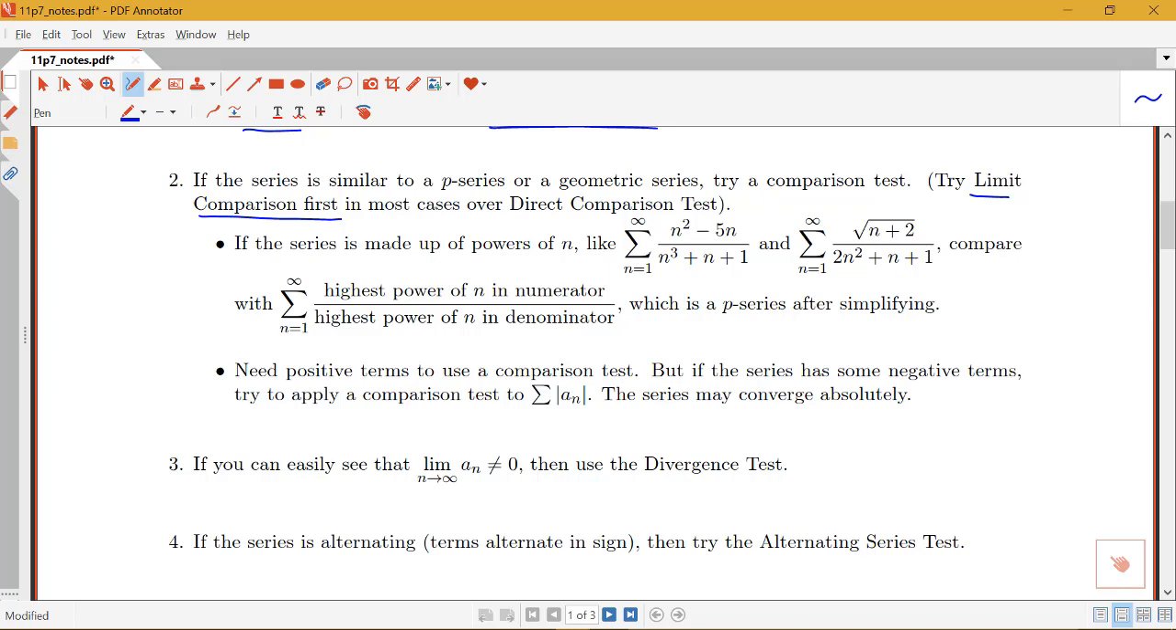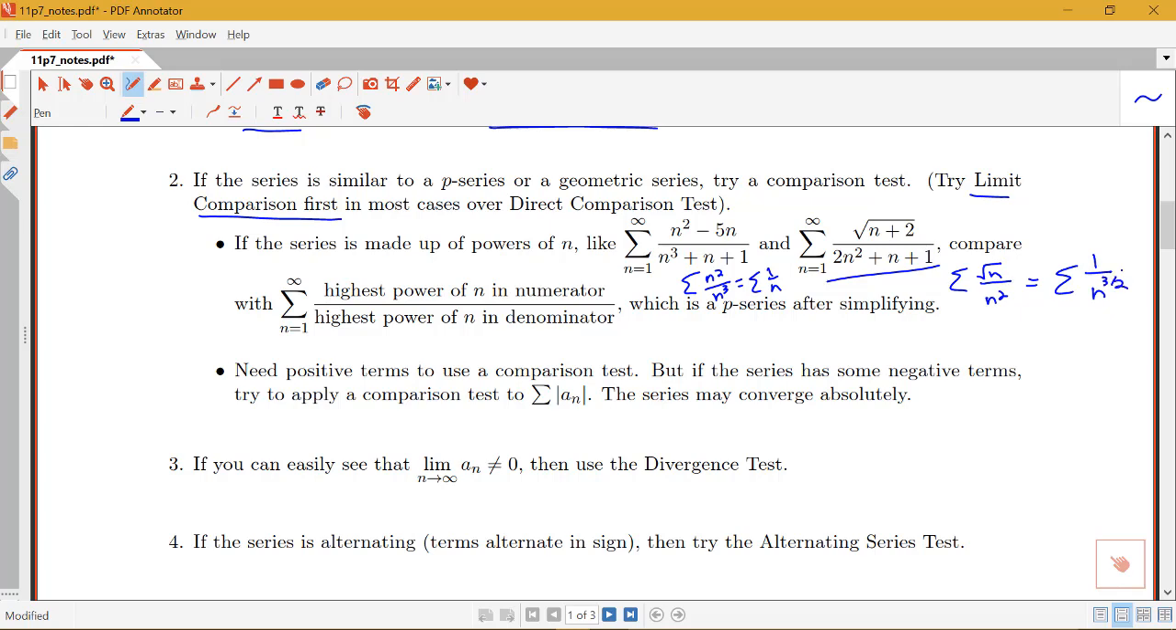These kinds of things made up of powers of n, we're going to want to compare to a p-series that we determine by looking at the sum of whatever the highest power of n in the numerator is divided by the highest power of n in the denominator. So for this first series here, this would be compared to a sum of n squared over n cubed, or 1 over n. And this second one here would be compared to a sum of like root n over n squared, which would be 1 over n to the 3/2.